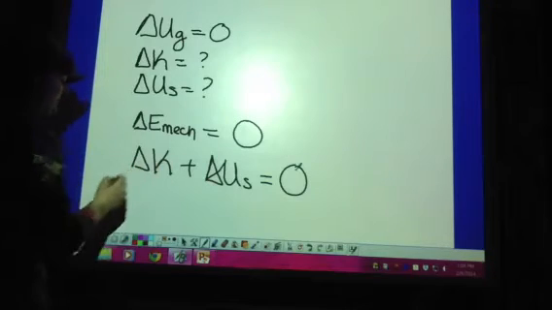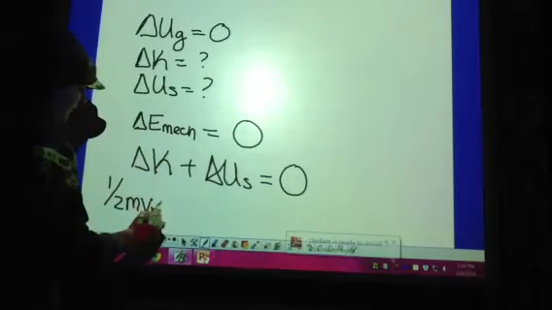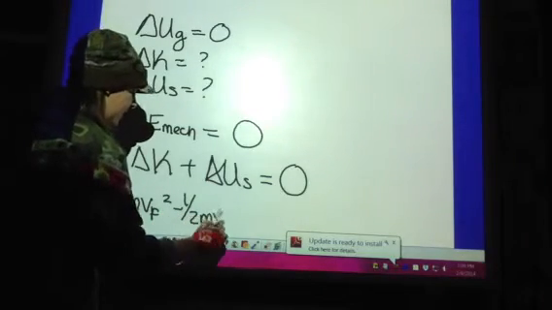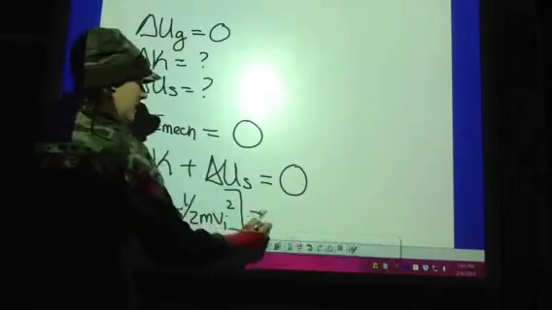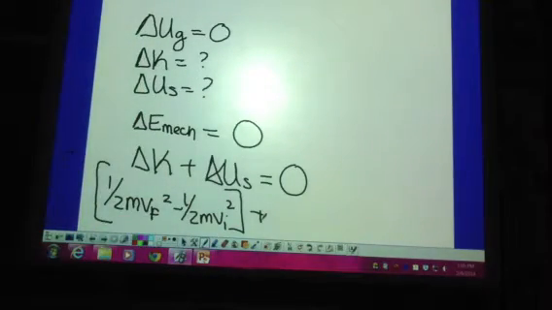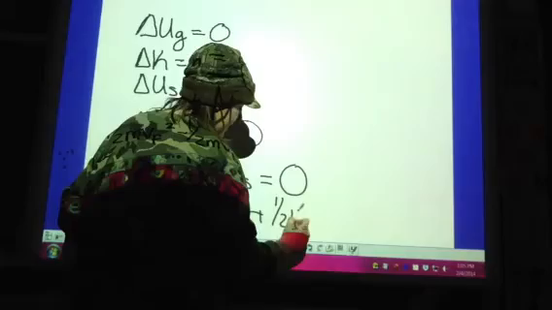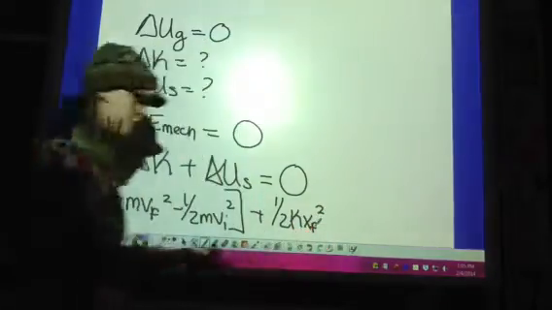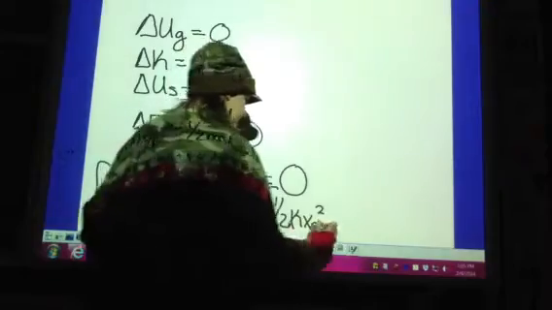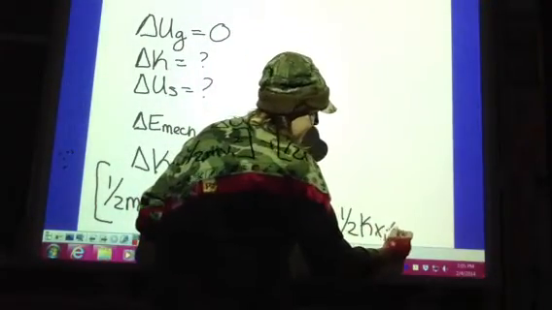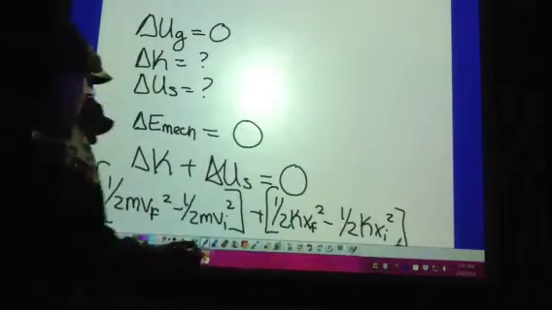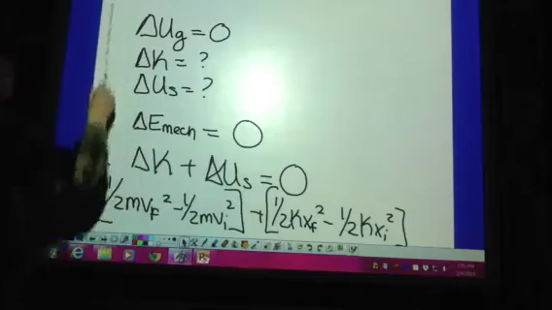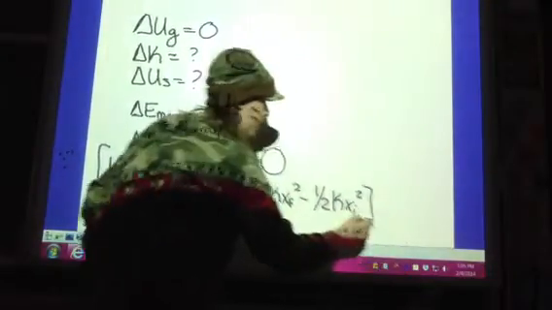Well, we know that delta K is 1/2 m v final squared minus 1/2 m v initial squared. And then if I'm thinking about the change in potential energy of the spring, that's 1/2 k x squared, with that final position, minus 1/2 k x squared, with that initial position of the spring. Okay, well let's see if we can simplify any of these things down, maybe some equal to 0, and then let's also plug in our numbers.